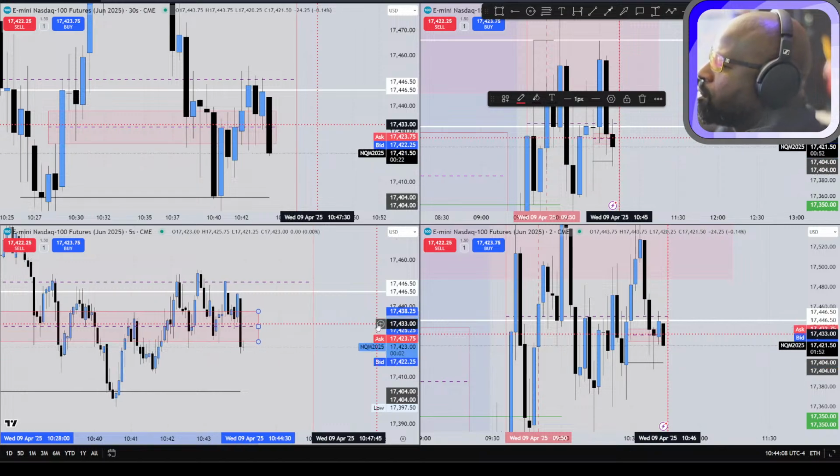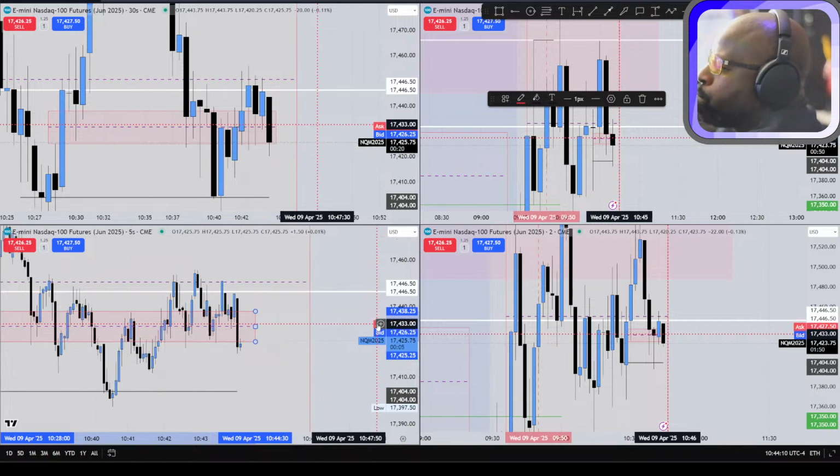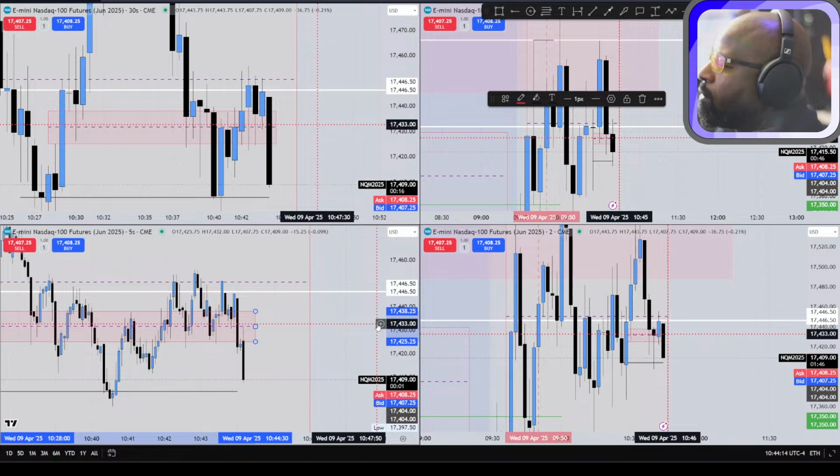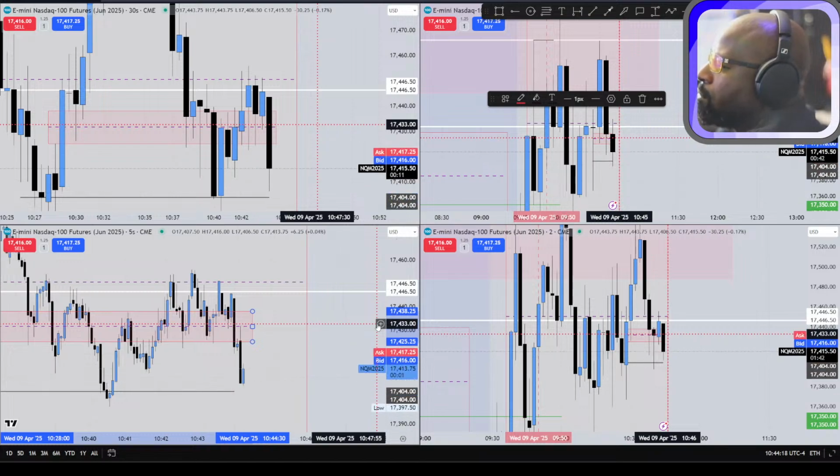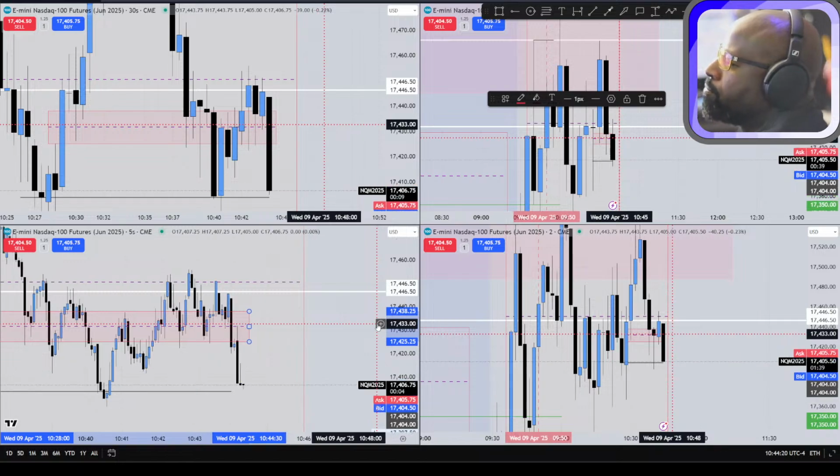We're down below this imbalance again. We just traded up to the low of it. We traded the consequent encroachment of it. You see how it became a very narrow range? That last touch of consequent encroachment. A nice little run up.